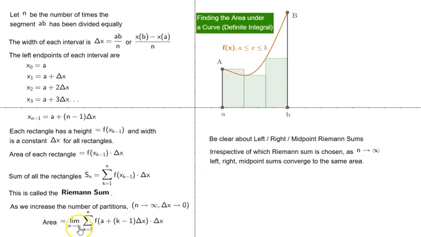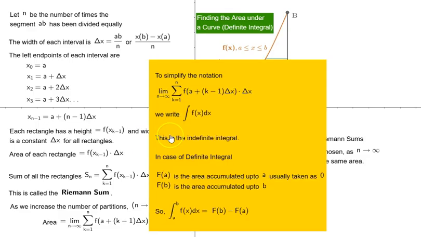Now, look at this notation. It's going to be painful to write this every time. So, we simplify the notation. We combine this limit as n goes to infinity and the summation into a single, elongated S. And we substitute this with just f of x. And instead of delta x, we say dx. This is the notation for indefinite integral.